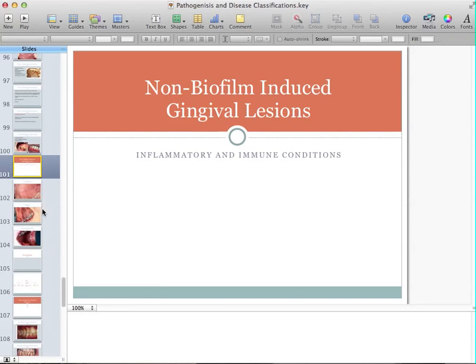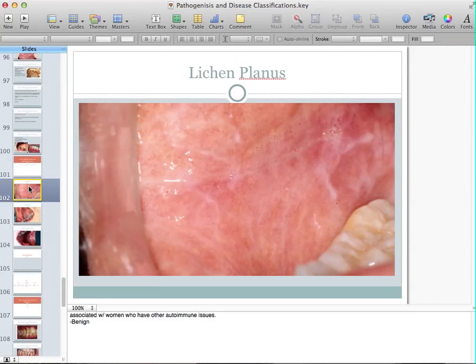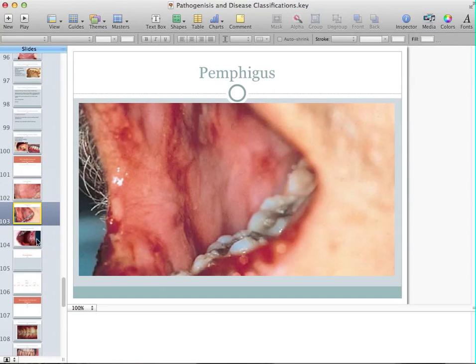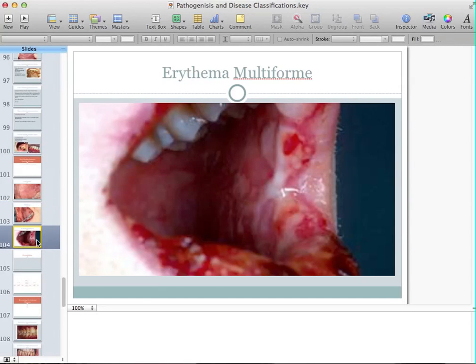Now, and then you can have inflammatory and immune conditions that cause gingival issues. So, lichen planus, it's associated with women who have other autoimmune issues. Lichen planus is like white lines a little bit, and it's benign. Pemphigus, erythema multiforme, which is what Maven had.